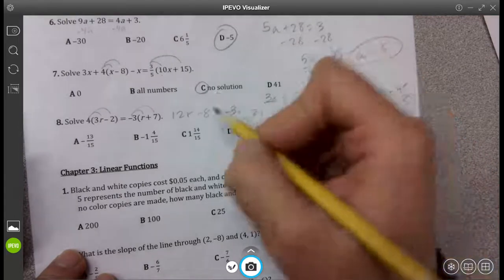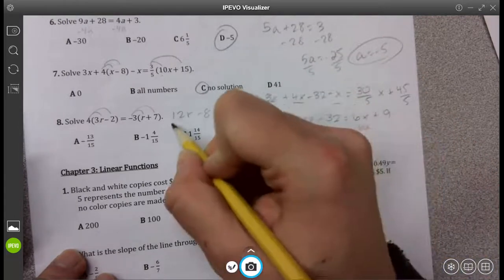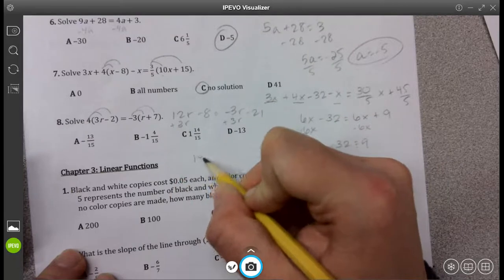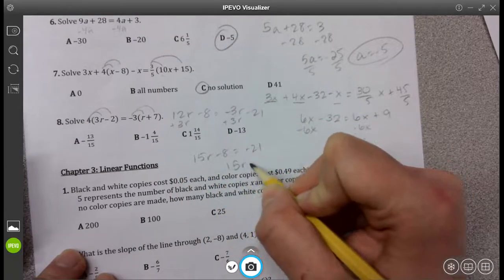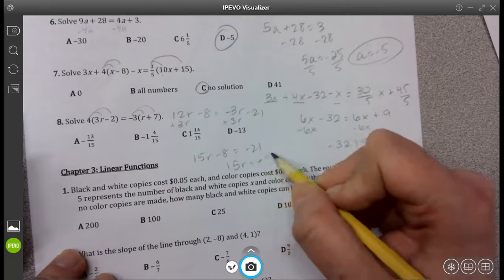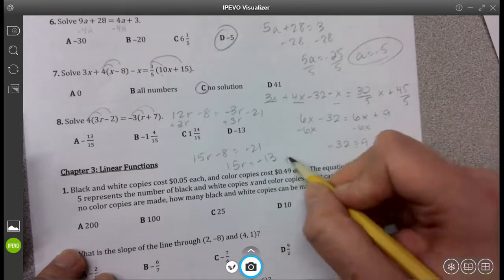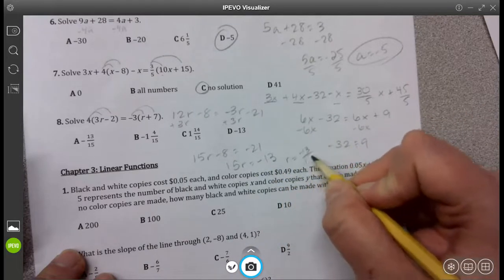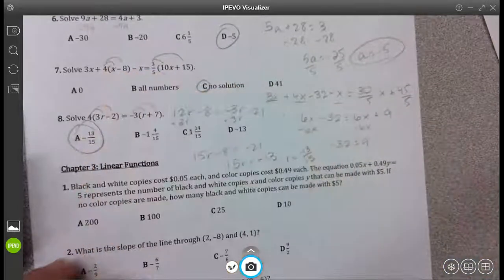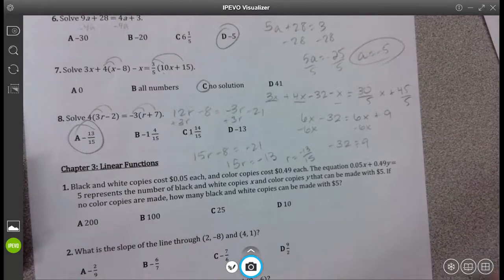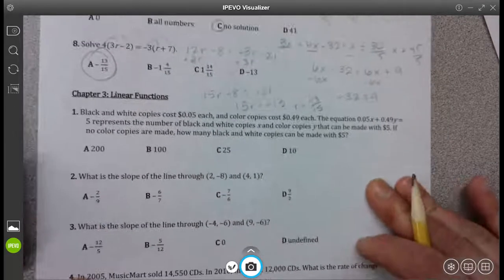Well, we're going to bring 3r to the other side. And you're going to get 15r minus 8 equals negative 21. 15r equals negative 13. When I divide by 15, see, this number is not pleasant. That's totally fine. Negative 13 over 15. Okay, and we're going to end with this chapter, and I'll make a part 2.